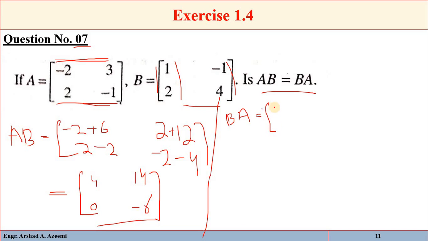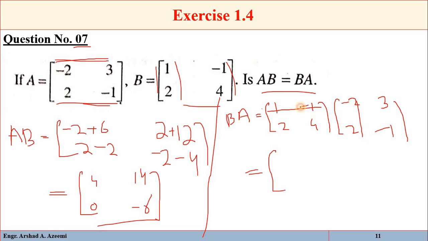Okay, so B with A means 1, minus 1, 2, 4, multiplied with A, minus 2, 3, 2, minus 1. So just multiply it, first row with first column. So 1 multiplied by minus 2, that is minus 2, minus 1 multiplied by 2, that is minus 2. Now first row with second column, 1 multiplied by 3, so that is 3, plus minus 1 multiplied by minus 1, so that is 1.